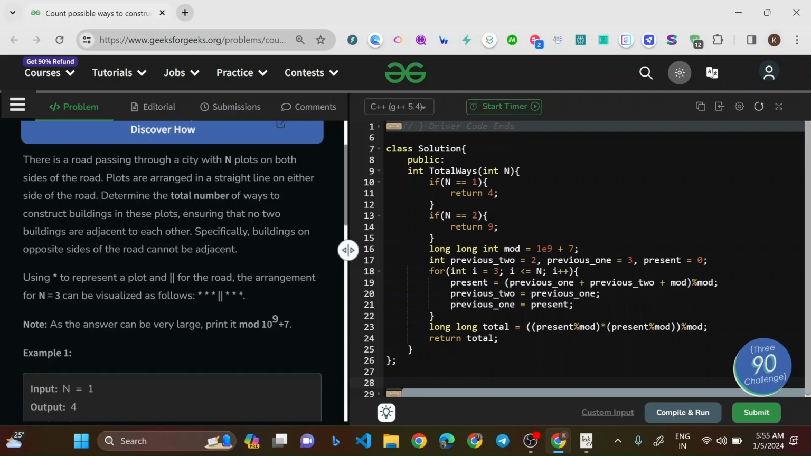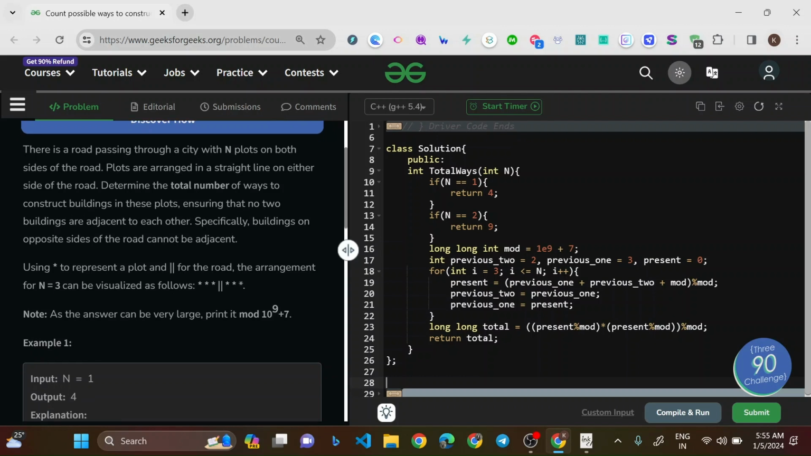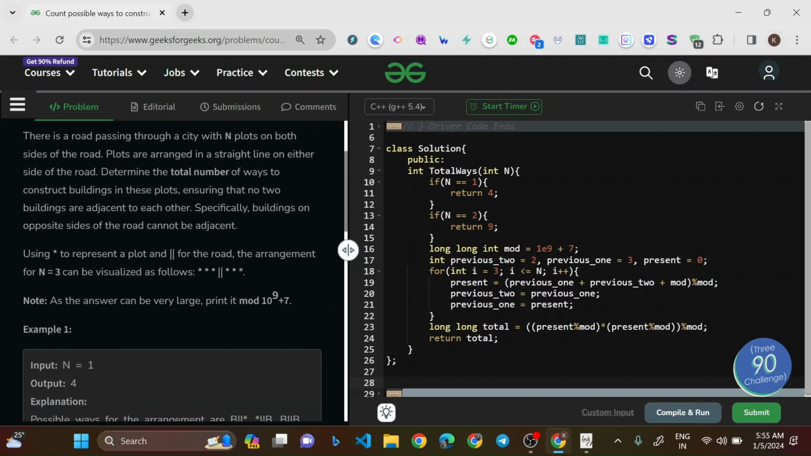Specifically, buildings on opposite sides of the road cannot be adjacent. So do not bother about this statement a lot. It might be confusing. You people might be thinking about the opposite buildings on this particular segment, but please do not get into all these things. Just understand the basic thing that no two buildings must be constructed adjacently.